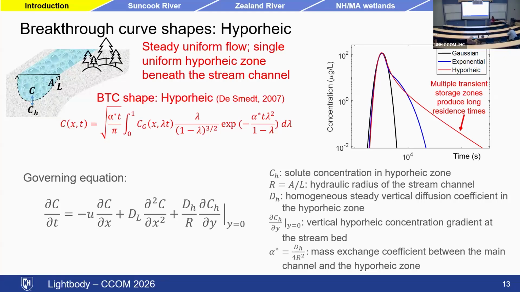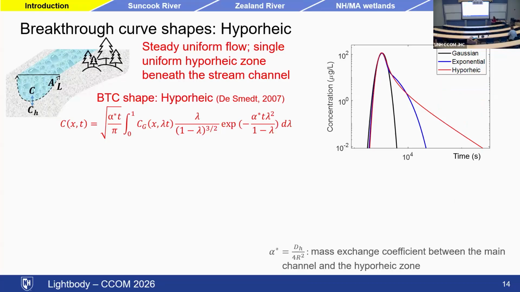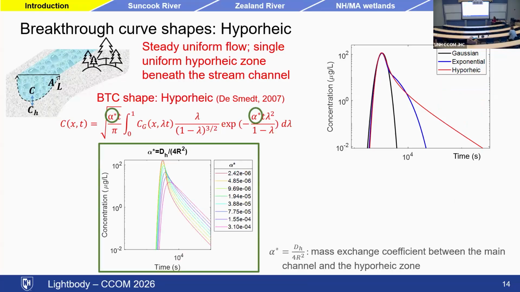The solution to this equation is shown here. Lambda is a dummy variable. Again, this depends on the Gaussian solution, and then it's modified by these additional terms, which include this mass exchange coefficient alpha star between the main channel and the hyporheic zone. And that alpha star parameter, see, this is what it does. Again, it reflects the balance between the peak and the tail of the curve.